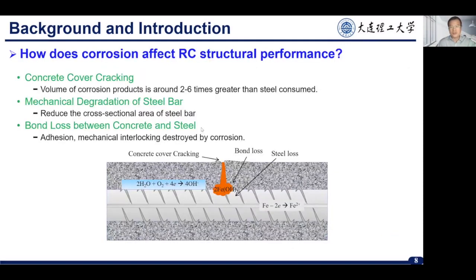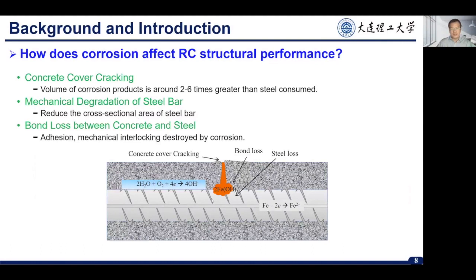So how does corrosion affect reinforced concrete structure performance? We know that the volume of the corrosion products is usually 2 to 6 times greater than the steel it consumed. This expansive volume will generate tensile stress in the concrete cover. As the tensile stress reaches the tensile strength, the concrete cracks.